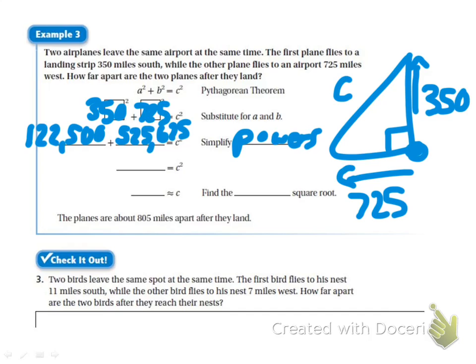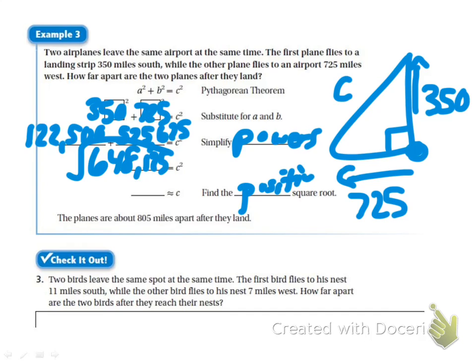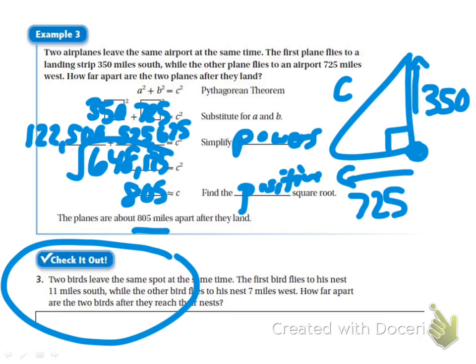And so now I have to add them together and find the square root. When I add these numbers together, I get 648,125. Find the square root of this number, and it's always going to be a positive square root, and my positive square root is 805. That is correct. They are about 805 miles apart. Okay, please pause the video and do check it out number 3 on your own.